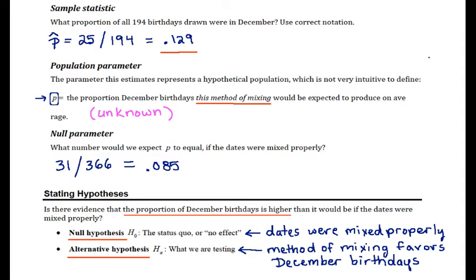So these are our two hypotheses. The null hypothesis, dates are mixed properly, nothing wrong with this method. Alternative hypothesis, this method of mixing favors December birthdays. And now we can make a little bit more sense of this language, null parameter. Null parameter goes with null hypothesis, right? It's the value of the parameter p if the null hypothesis is true, right? So if the null hypothesis is true, then p is equal to 0.085.